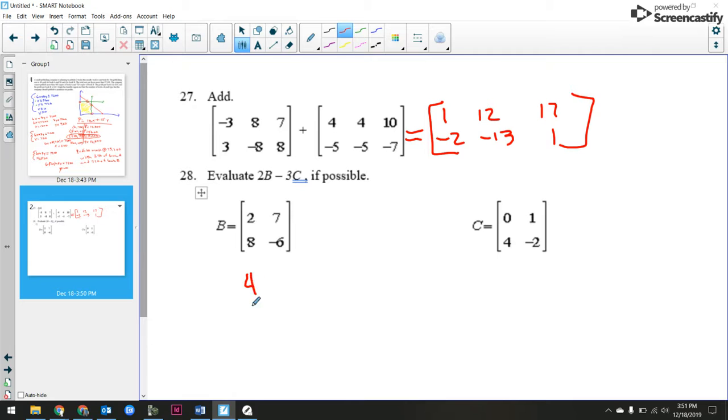Okay, let's do this one real quick too. 2b is 4, 16, 14, -12, minus 3c, which is 0, 3, 12, -6. So 4 minus 0 is 4, 16 minus 3 is 13... 14 minus 3 is 11, 16 minus 12 is 4, and -12 minus -6 is -6.